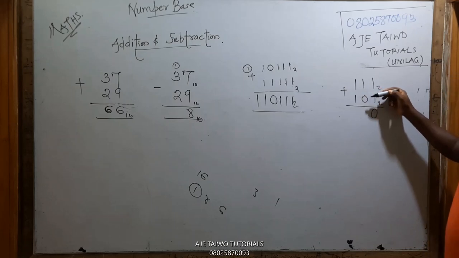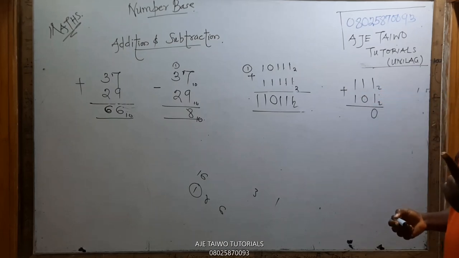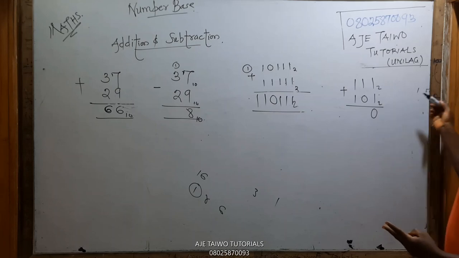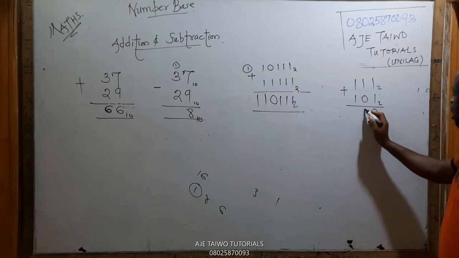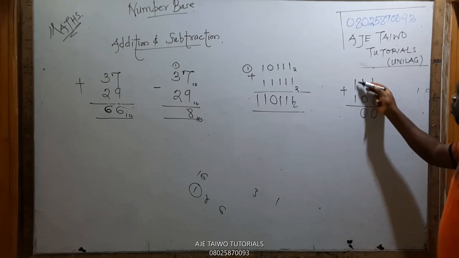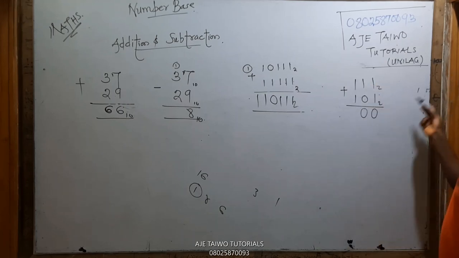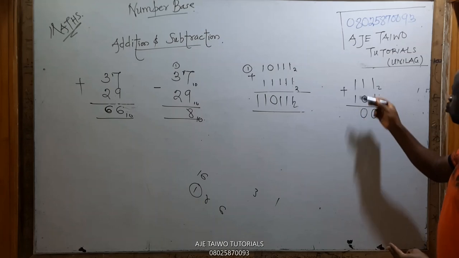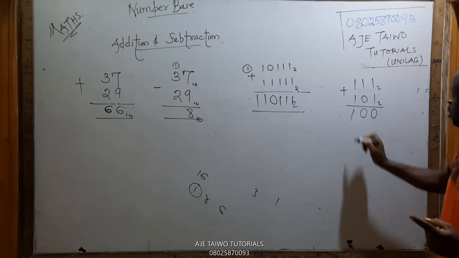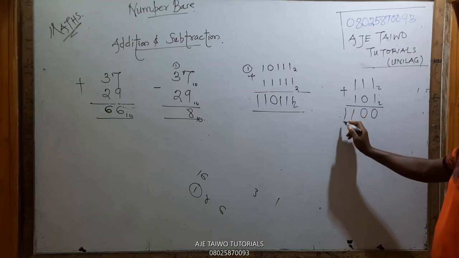1 plus 0, 1 plus 1, 2. How many 2 can you see in 2? 1, remainder, 0, carry 1. 1 plus 1, 2. Plus the 1, 3. How many 2 do you have in 3? 1. Remainder, 1. Put the remainder down here because that's the last one.